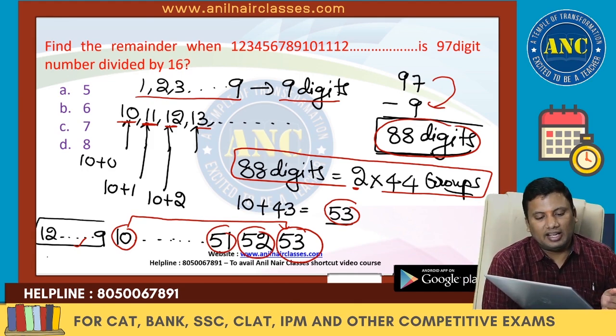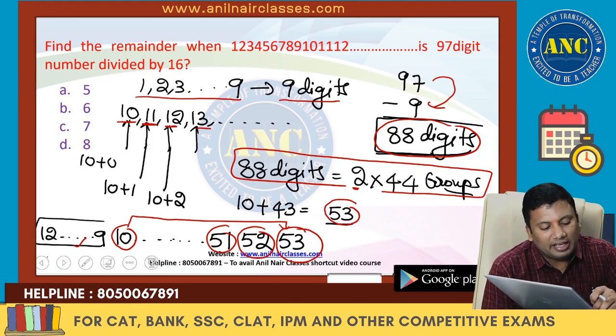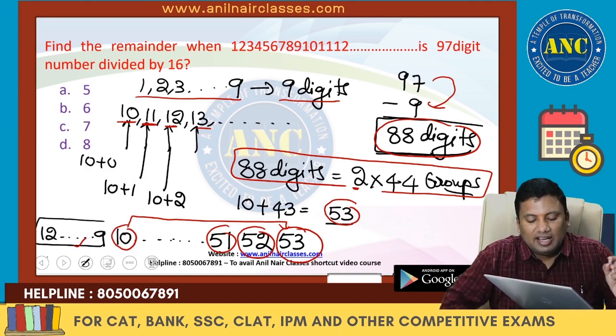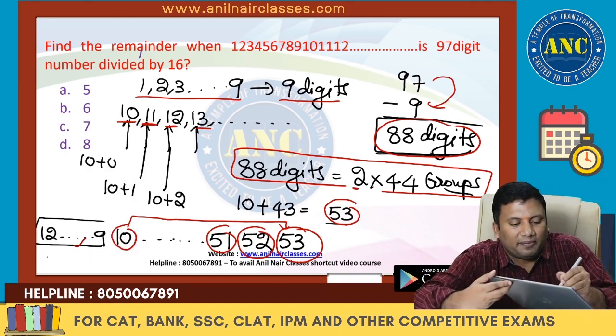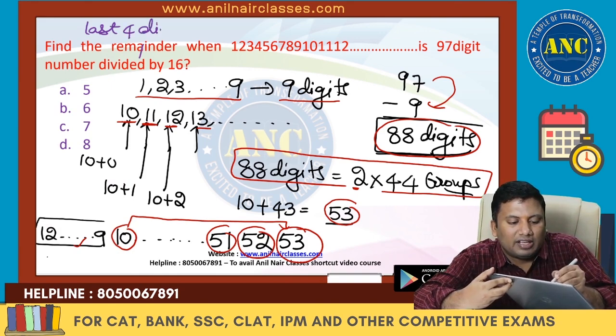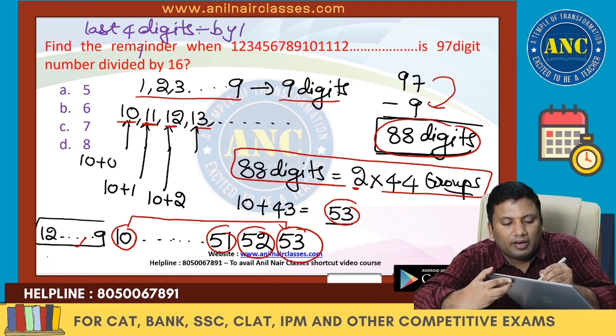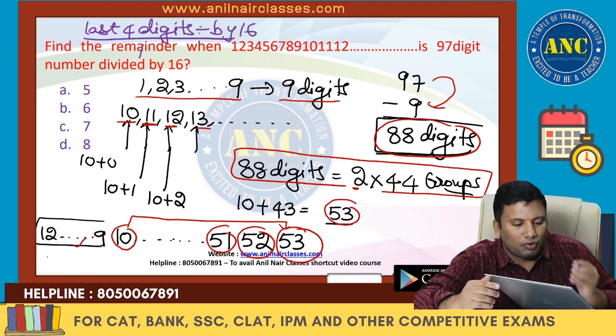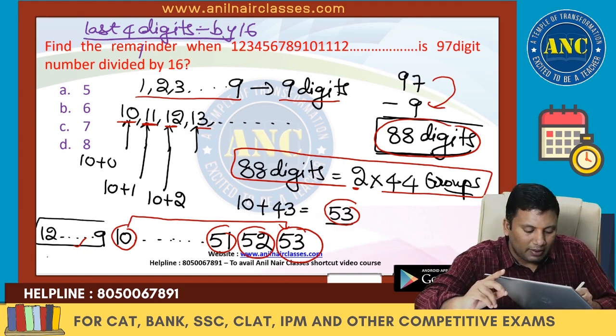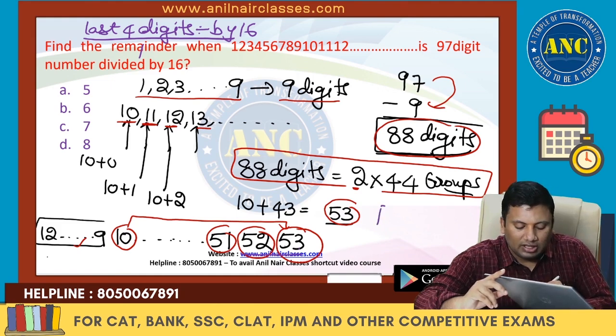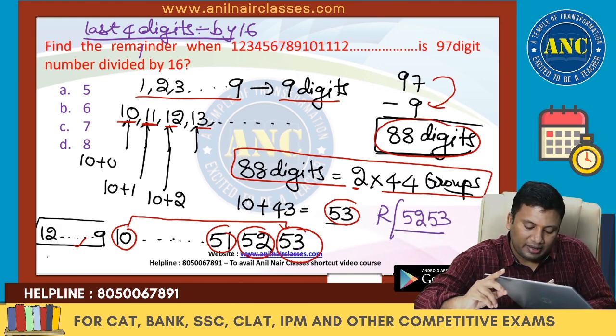Idea is clear, right? Now, what is the divisibility rule for 16? 16 is nothing but last 4 digits should be divisible by 16. Unit digits, tens digit, hundreds place. These are nothing but 5253 divided by 16.